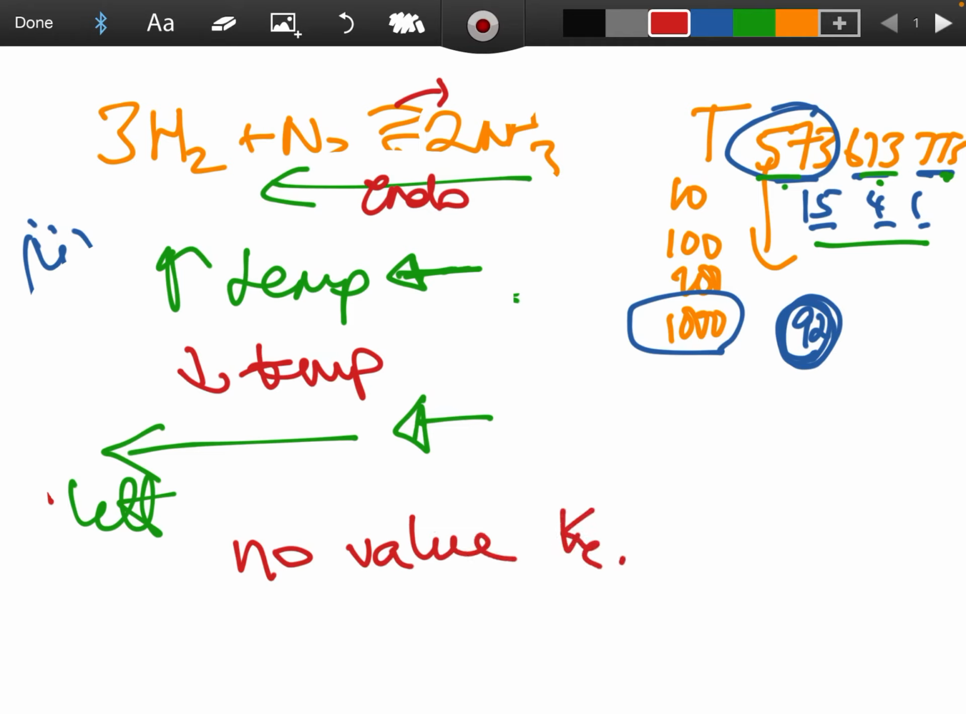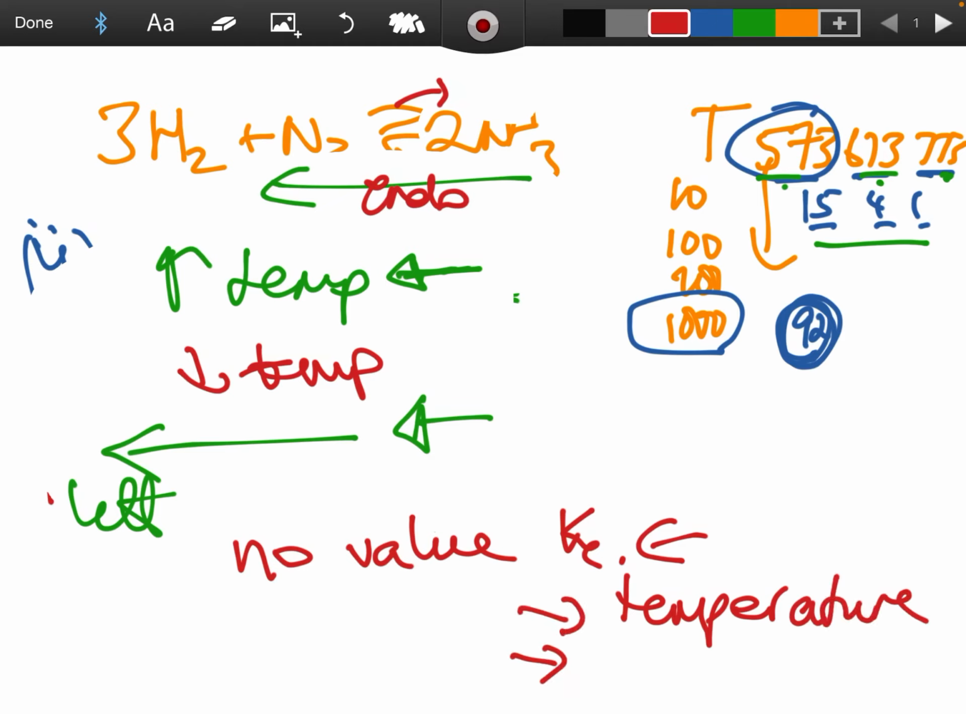A catalyst will speed up the rate of the forward and the backward reaction to the same extent. So you will reach the position of equilibrium quicker, but there'll be no change in the value of Kc. Remember to say the only thing that will change the value of Kc is the temperature and how the actual reaction is balanced.